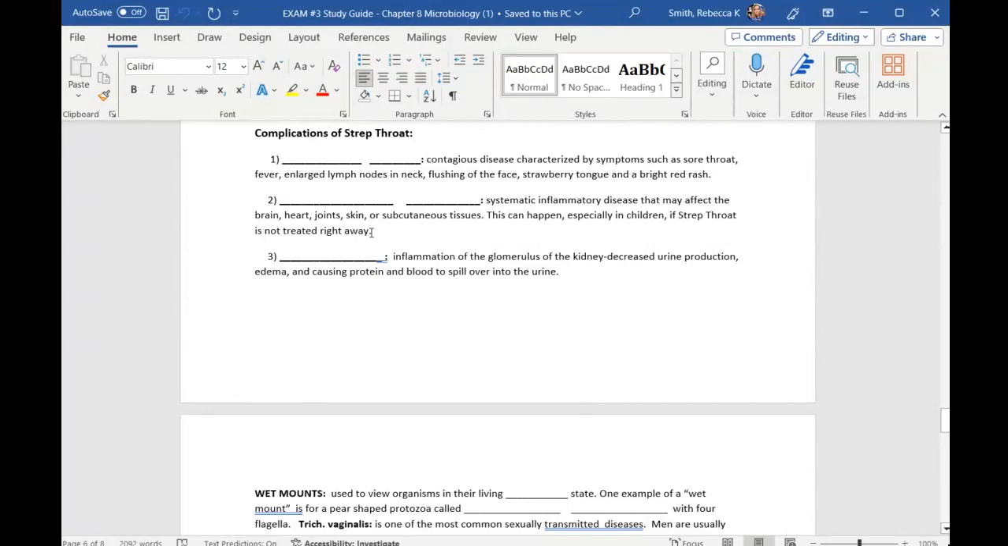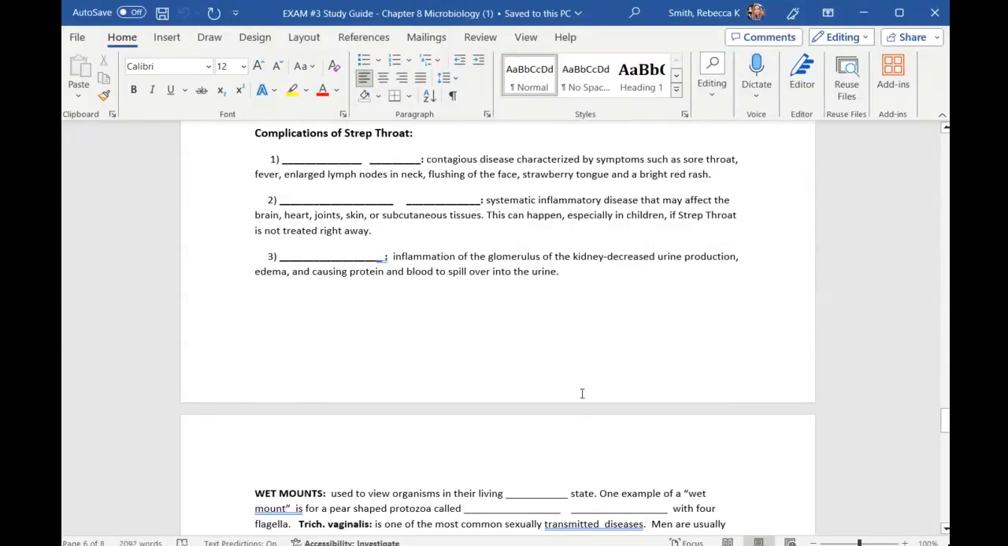There's an R. Acute rheumatic fever. Rheumatic fever. Yep. This next one's really hard to say. Inflammation of the glomerulus in the kidneys from having a strep infection. Anybody brave enough to say it? Glomerulonephritis. Very good. Glomerulonephritis. Yep.